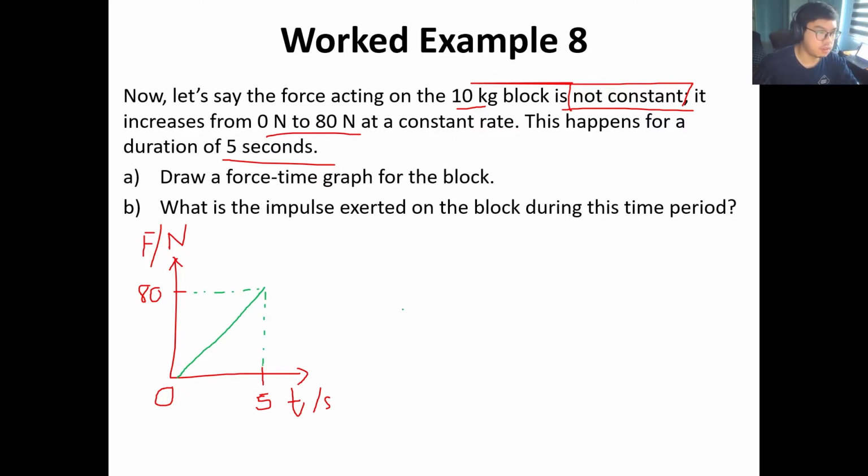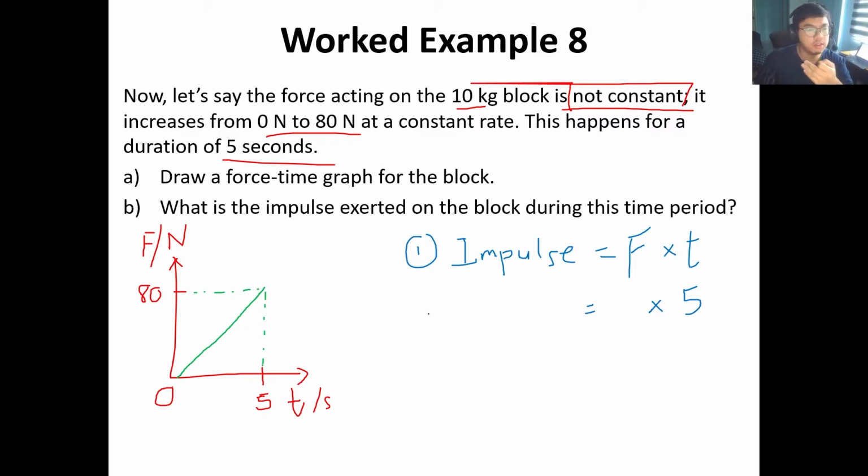If you use the first method from before, which is this formula here, the time is 5 seconds. What about the force? Which force are you using? Are you going to use 0, because in this case the force changes from 0 up until 80? Are you going to use 80? Or are you going to use the one in the middle? That's why this formula doesn't work, especially in this case. When you have a force that is not constant, you are not able to use this formula. That's why the second method is better in this case, which is the area under the graph.